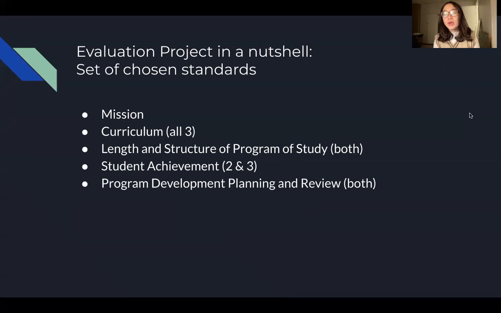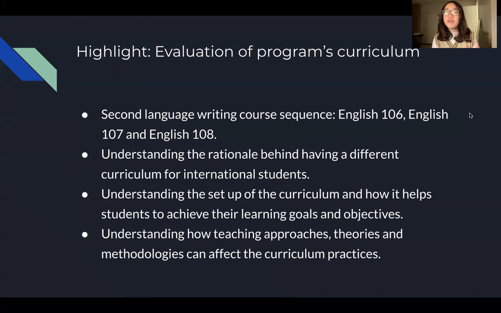So for my evaluation project, I decided to cover this set of standards. I want to take a look at the mission. I also want to take a look at curriculum, so all three of the standards belong to curriculum, and then both of the standards for length and structure of program of study, standards 2 and 3 of student achievement, and both of the standards for program development planning and review. However, of course, due to the time limit of this presentation, I will only highlight two areas that I find the most important and interesting for the purpose of my evaluation. The first one is the evaluation of the program's curriculum.